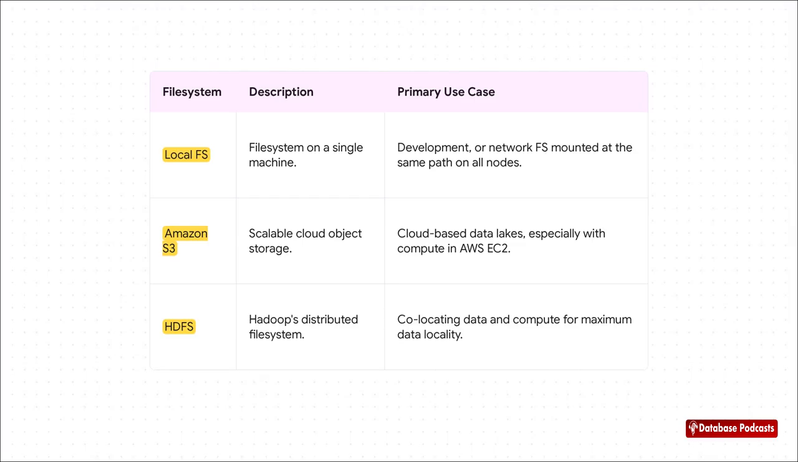When you boil it down, you're looking at three main options. First up is the local file system. This is perfect when you're just developing on your own machine, but, and this is a big but, for it to work in a cluster, every single node has to be able to see that file at the exact same path.